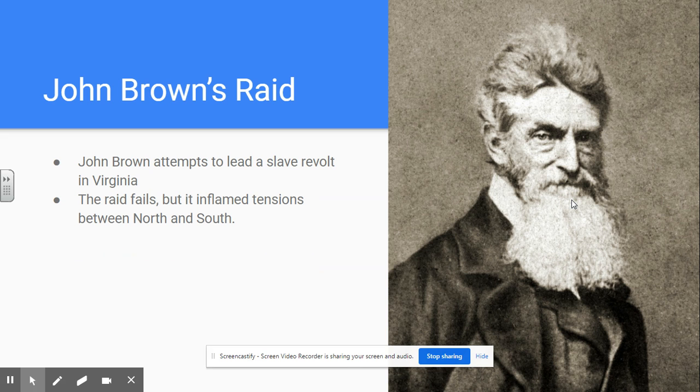John Brown's raid. John Brown was an abolitionist. He was willing to use violence to rid the country of slavery. He was involved in the fighting in Bloody Kansas. In 1859, he attempted to lead a slave revolt in Virginia that involved seizing the U.S. Armory at Harper's Ferry, Virginia. The raid failed. John Brown was captured. He would be tried and executed for treason not long after the raid.